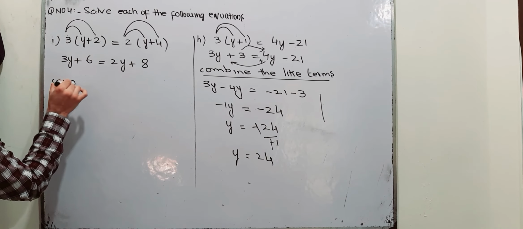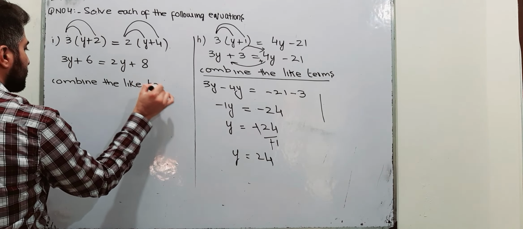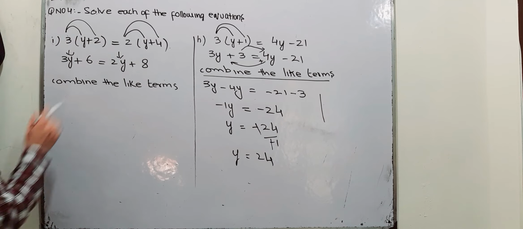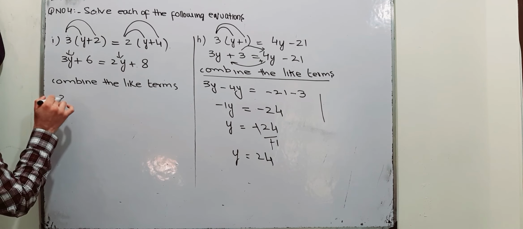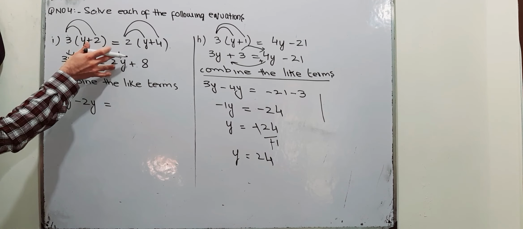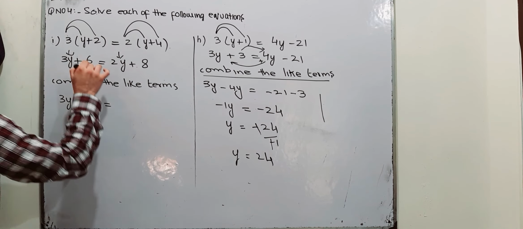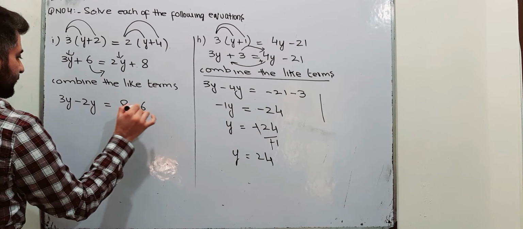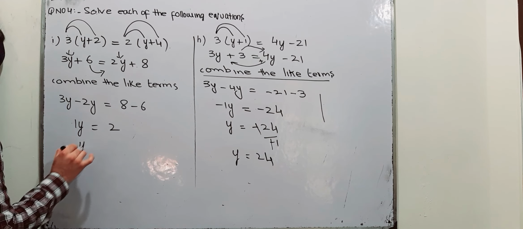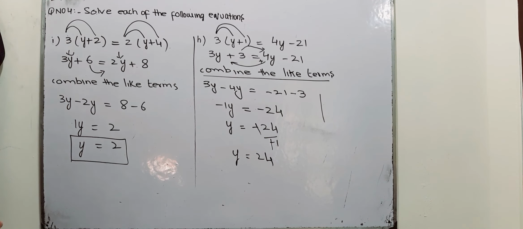Now combine the like terms. Combine the like terms means this one and this one are like, both are from the family of y. Move this 2y towards this 3y. It will be 3y minus 2y. You need to change the sign of this plus 2y to minus 2y while shifting it from the right to the left of the equation, and move this 6 towards 8. It will be 8 minus 6. 3y minus 2y is 1y. 8 minus 6 is 2. So basically 1y or y is the same. So y is equal to 2. So this is the solution for this part number I.